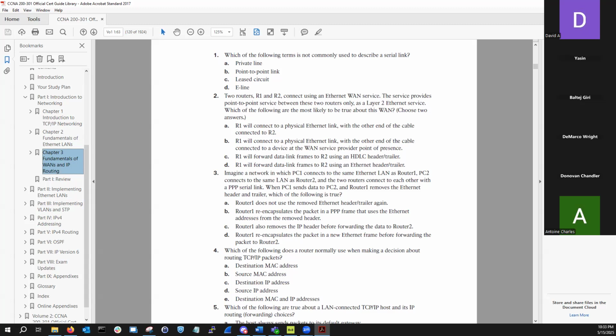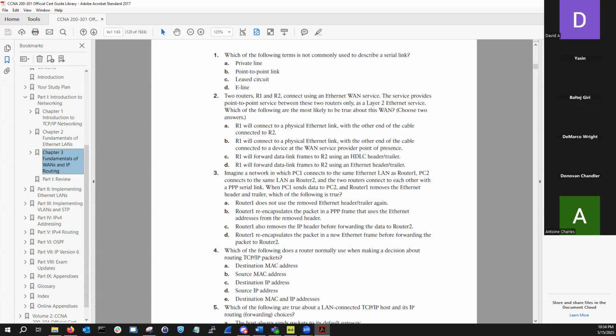Let's look at C. R1 will forward data link frames to R2 using an HDLC header and trailer. We are talking about the Ethernet WAN service. It does not use HDLC. It uses 802.3 standards, which means it's going to use a header and trailer. HDLC does not use a header and trailer. So it cannot be C.